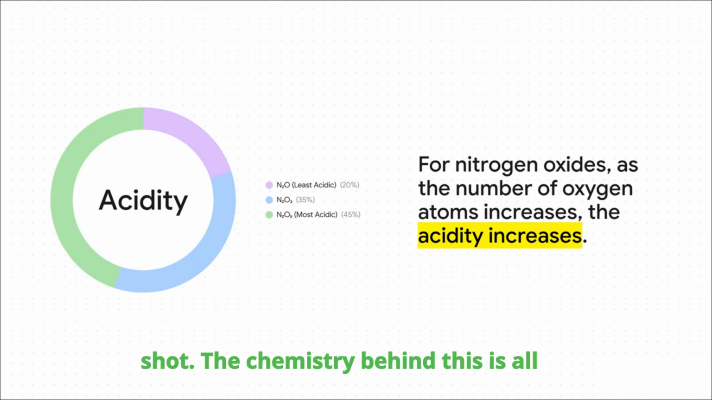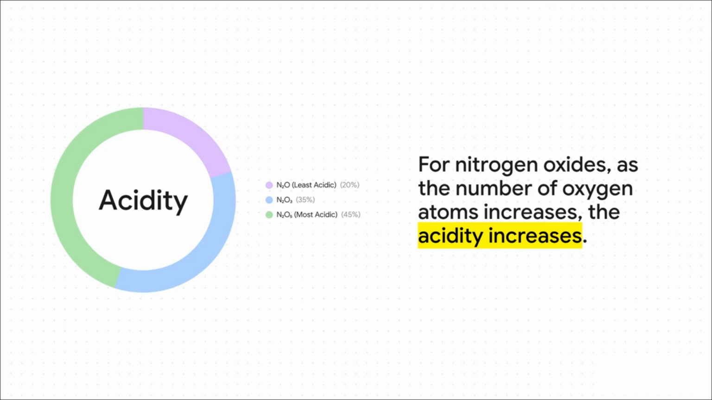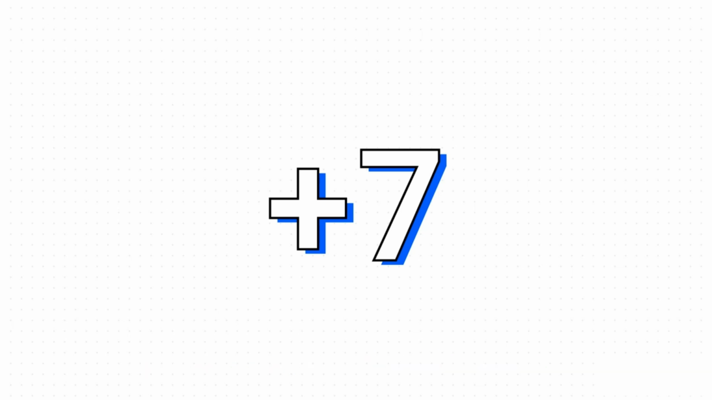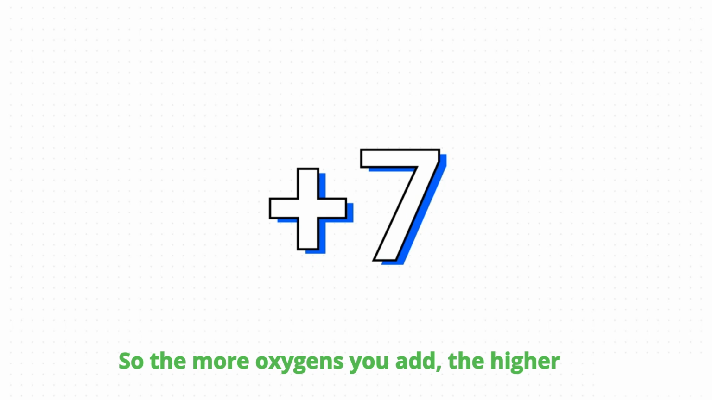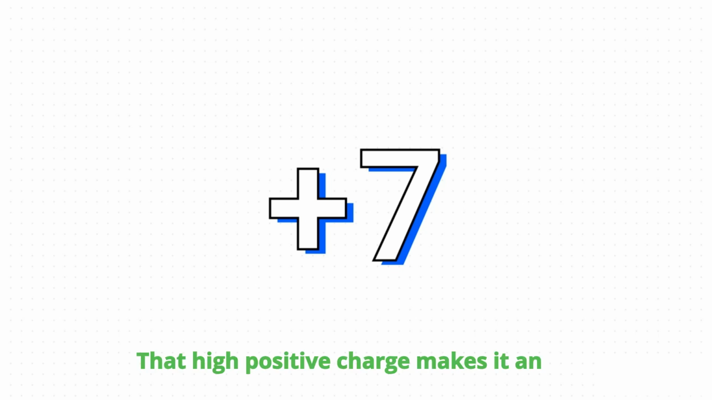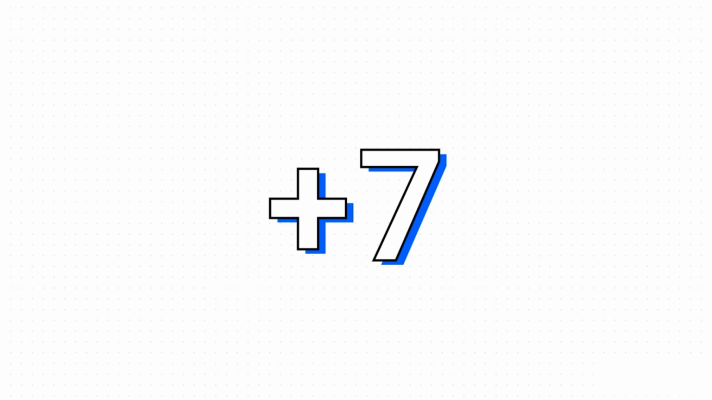The chemistry behind this is all about the oxidation state. Oxygen is an electron hog. It pulls the electron density away from the central atom. It is a very greedy atom, but not as much as fluorine. So the more oxygens you add, the higher the central atom's oxidation state gets. In Mn2O7, manganese is at its massive +7 oxidation state. That high positive charge makes it an incredible electron magnet, which is the very definition of a strong acid.